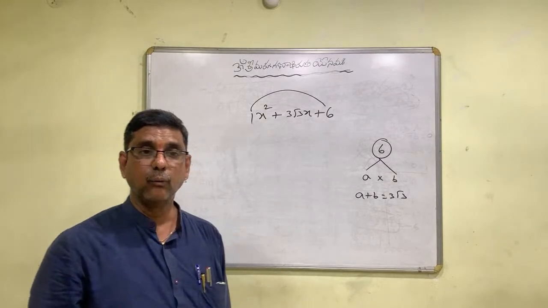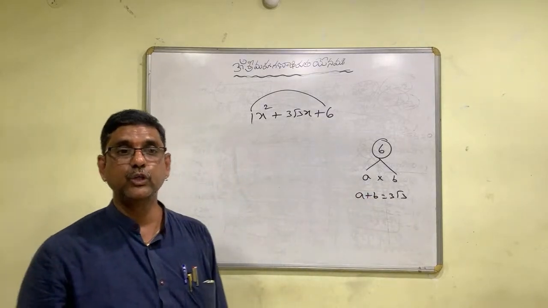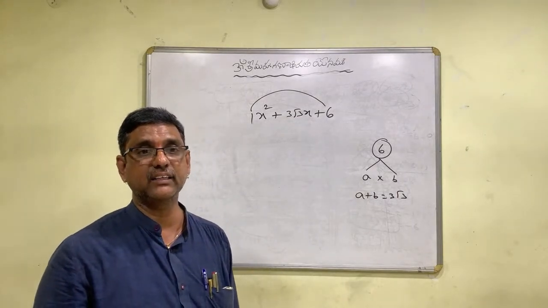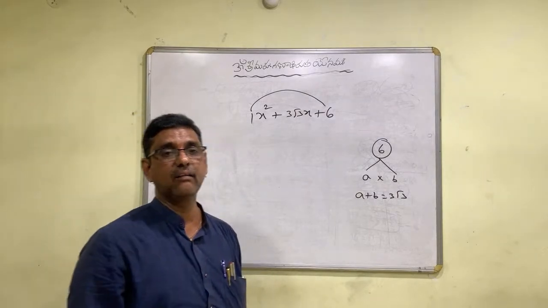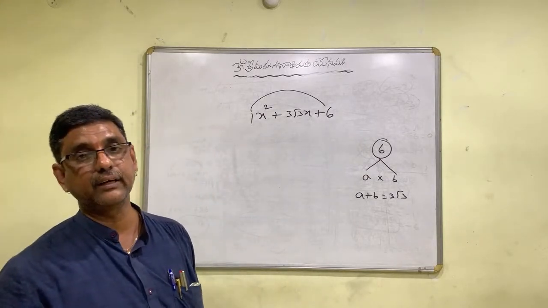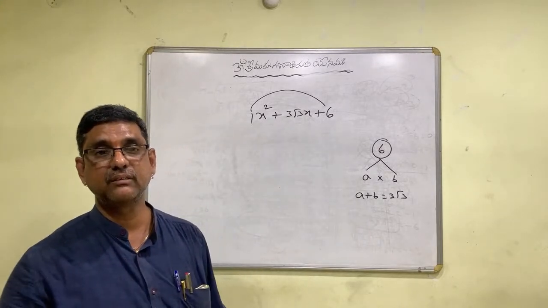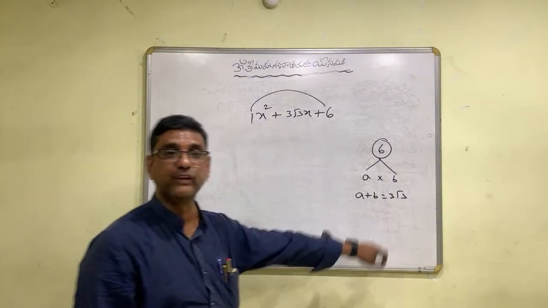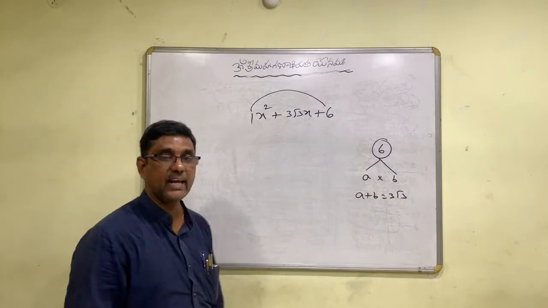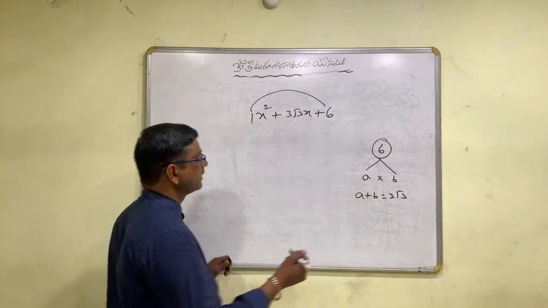So children, one thing you have to remember here: the a value, b value, you need to think as irrational here. Integral factors don't work out here, irrational factors come here. In that way you need to think. You can't say 2 threes are 6 or minus 2 into minus 3 is 6, because the sum you need to get is 3 root 3. So what are the irrational factors for 6?